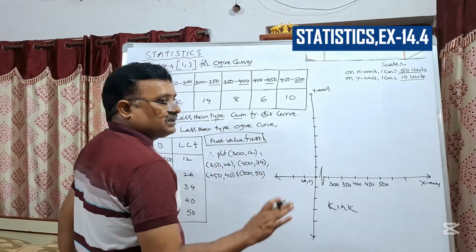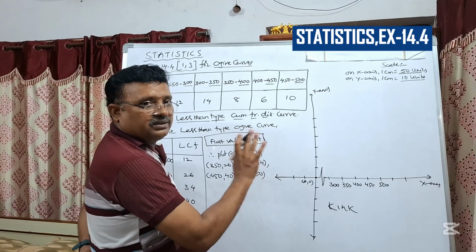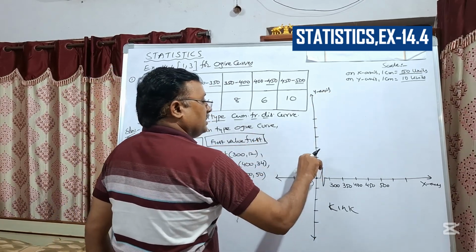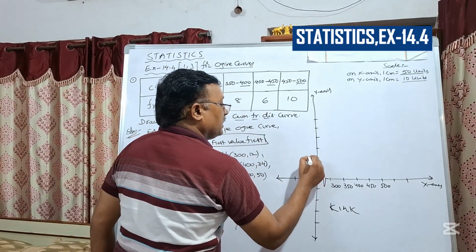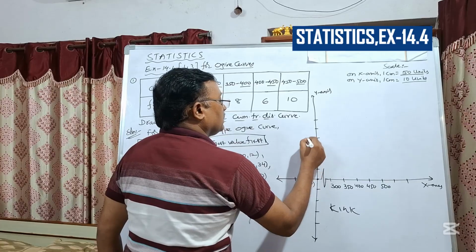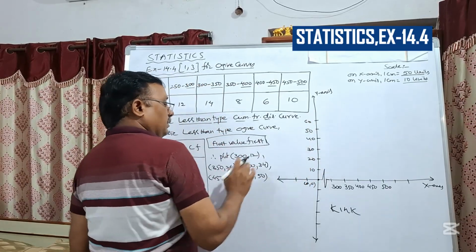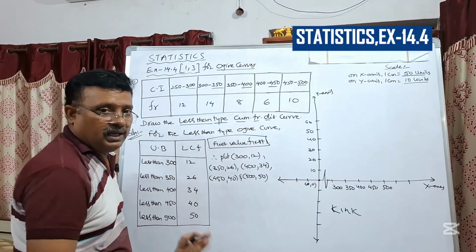Coming to the y-axis, it's not a problem. A kink does not come on the y-axis according to our syllabus. Here on the y-axis, 1 centimeter partition equals 10 units. So it is 10, 20, 30, 40, 50, 60 like that, but we will only reach up to 40. Now plot the points properly.